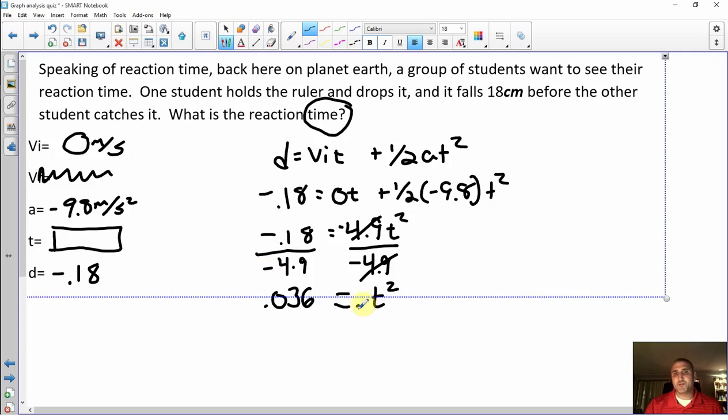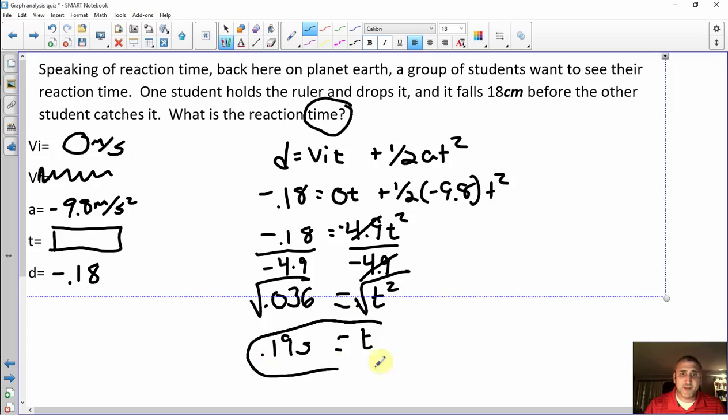So take the square root on my calculator of 0.036. I'm going to round it. T is 0.19 seconds. And again, that's right in the realm of reason. Remember, average reaction time for a human being is a quarter of a second, 0.25 seconds, and we're dealing with 0.19 seconds. So you're a student, you're young, and you have a good reaction time. Congratulations. So I hope, again, there are no questions on this.